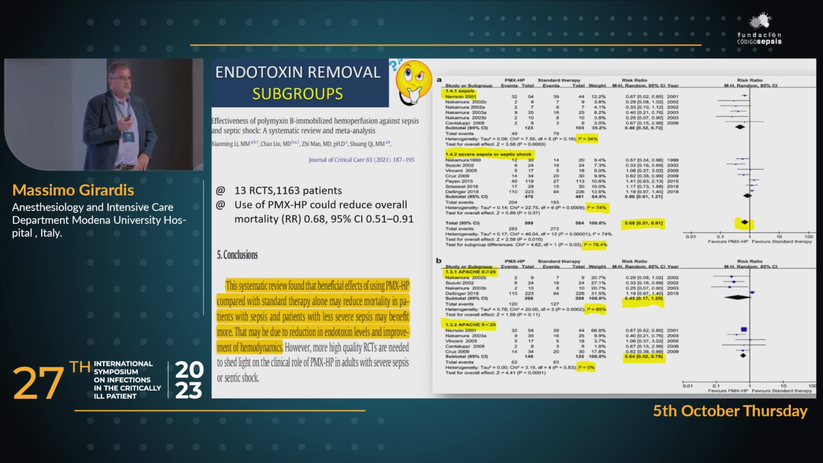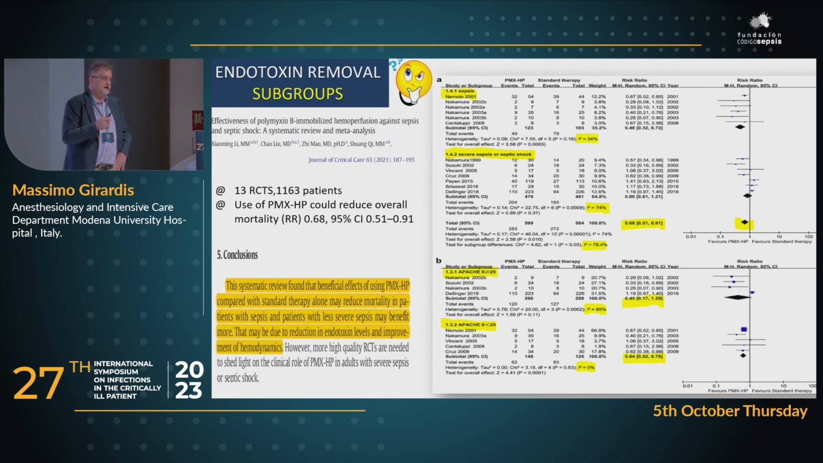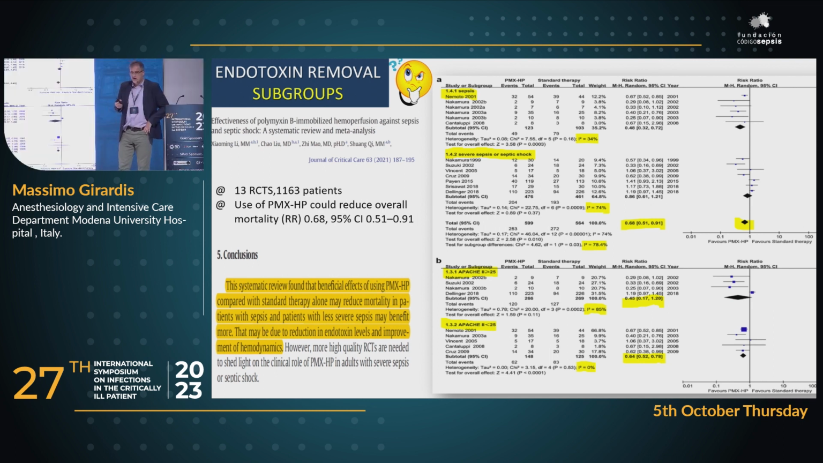You know that before the publication of the secondary analysis of the trial from the US, the EUPHRATES trial, we had some indication from this meta-analysis, including also the EUPHRATES study, indicating that the clearance of endotoxin by polymyxin-B seems to be more effective in patients with a lesser degree of sepsis or septic shock. The same is for the APACHE score.